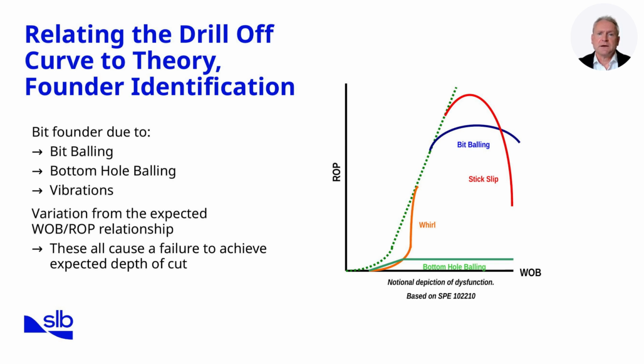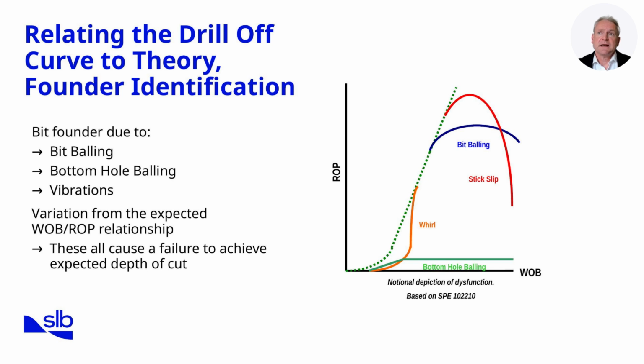In theory, weight on bit and rate of penetration should follow a predictable relationship. More weight leads to a deeper cut and therefore a higher penetration rate. However, in practice, we often see variation from this expected curve. These deviations point to dysfunction.